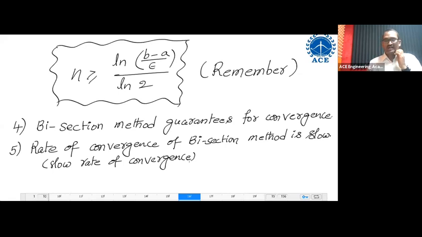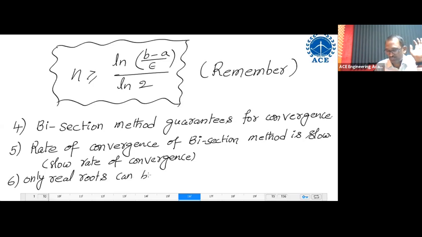Slow rate of convergence. And remember, using the bisection method we can find only real roots. We cannot find imaginary roots. Only real roots can be determined. This is the story of the bisection method. Now we do problems on the bisection method.